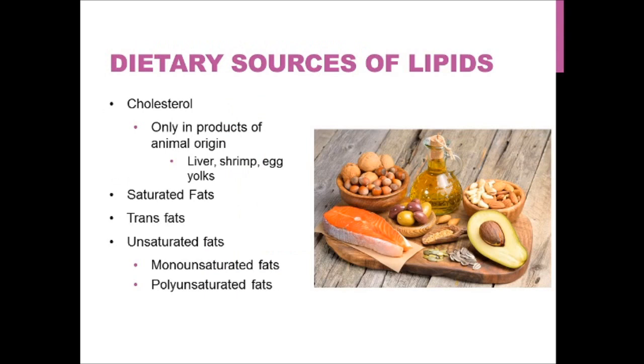So cholesterol is one of our types of lipids, and the only place that you can get it is from products of animal origin. So liver, shrimp, egg yolks, etc. are really high in cholesterol, which isn't necessarily a bad thing. There are good types of cholesterol, and cholesterol is needed in our bodies in order to make some of our cell membranes. So those people who are vegan and don't eat animal products would then make their own cholesterol, not get it from animal products.